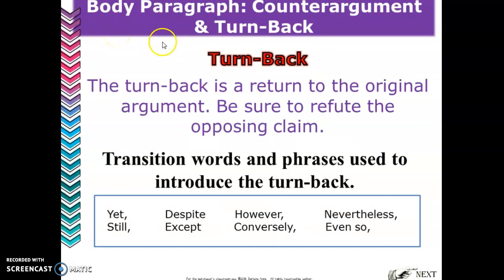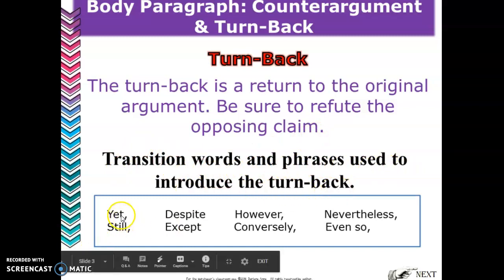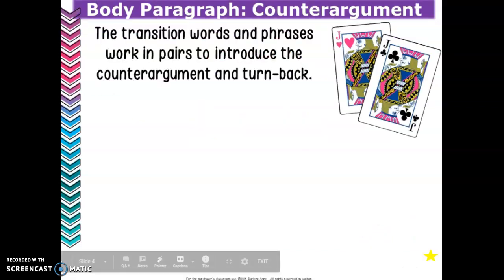So also a part of this paragraph needs to be your turn back. So after you write the counter-argument part of the paragraph, then the turn back is a return to the original argument. So the counter-argument is something that is against your claim, and then the turn back is to go back to your original claim, to be sure to refute the opposing argument or claim. So some transition words and phrases used to introduce the turn back might be yet, still, despite, except, however, conversely, nevertheless, or even so. Those are all really good words or phrases to use.